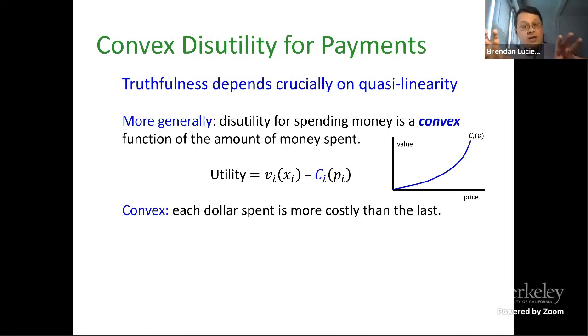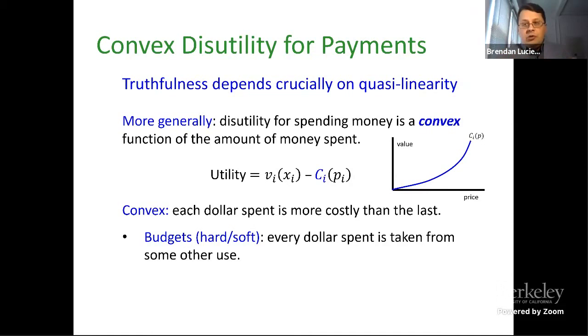And let me spend a minute motivating this convexity here. Convexity captures the fact that each dollar that you spend is a little more painful, a little more costly than the last. And why is that reasonable? It captures a bunch of different things. For example, the users might have budgets. They might not have an infinite amount of money available to spend, which means that when they spend money on your mechanism, they're taking that money away from some other use for it. So the value of spending an extra dollar here is not a dollar. It's what they would have spent that dollar on if they weren't spending on apples and bananas. And they would take money away from less valuable things first and then more valuable things as you force them to pay more and more.